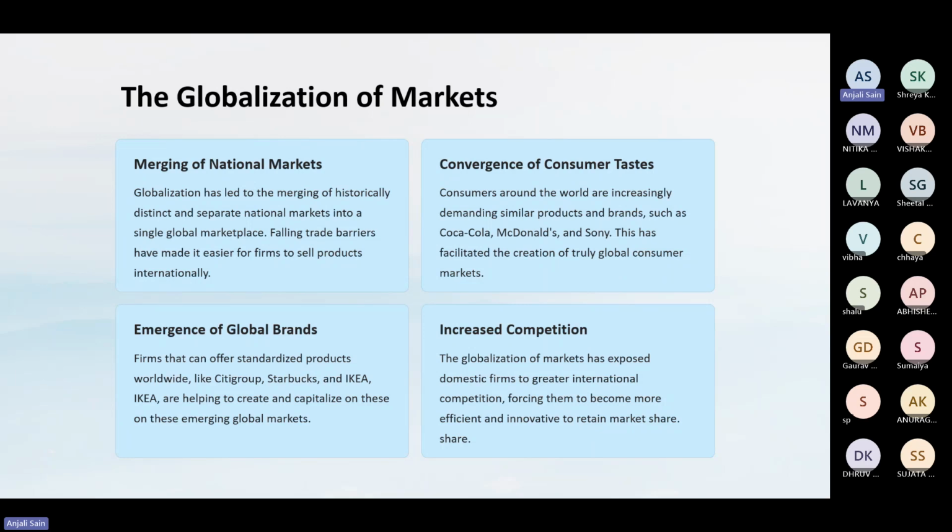Then last one, as we discussed earlier, is the increased competition. Globalization has exposed the domestic firms to greater international competition, forcing them to become more efficient and to have more innovation in their product to retain their market share.